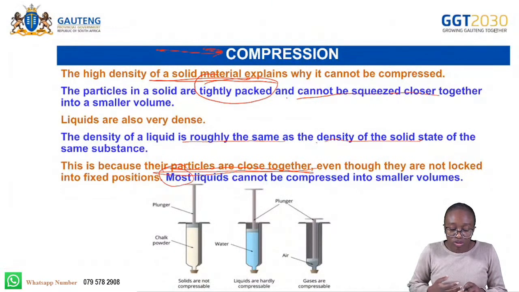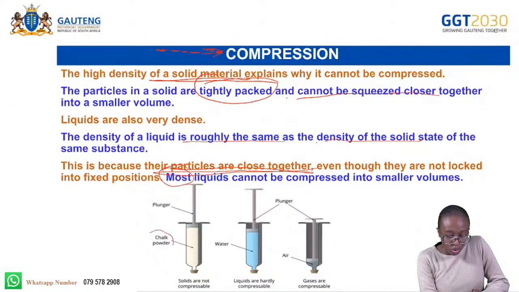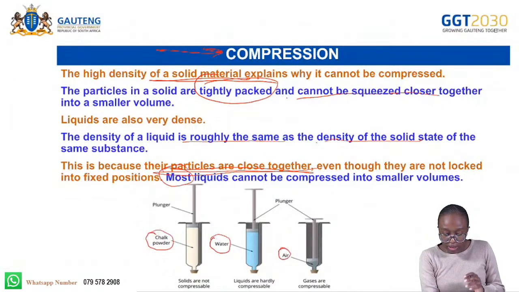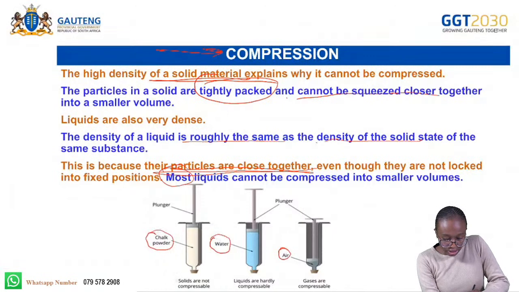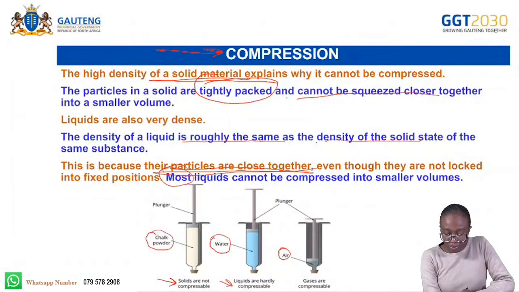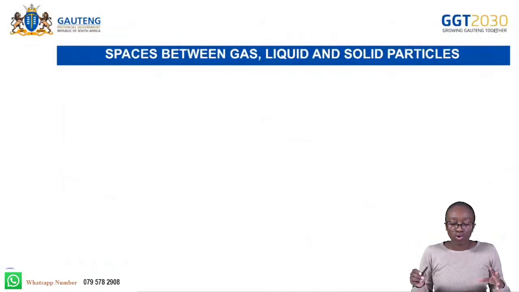Now, this picture shows us an activity that was done to try and compress a solid, which is chalk powder, a liquid, water, and air. So the same type of syringe was used, and the same volume of matter was also used. The solid was not compressible. The liquid was also hardly compressible, whereas the gas was very, very compressible. So the gas is very compressible because why? The spaces between the particles are very big, so it's easy to reduce the space.